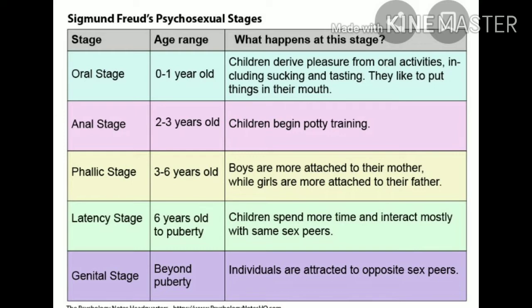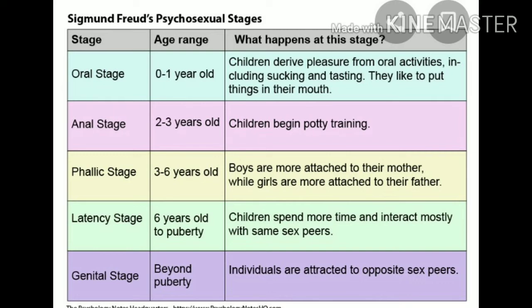The last and final stage is the genital stage, that is from puberty to death. Here the erogenous zone is maturing sexual interest, the interest in the opposite sex, and the balance between the various life areas. So I hope you are all familiar with these 5 stages of Freudian psychology, that is psychosexual development.